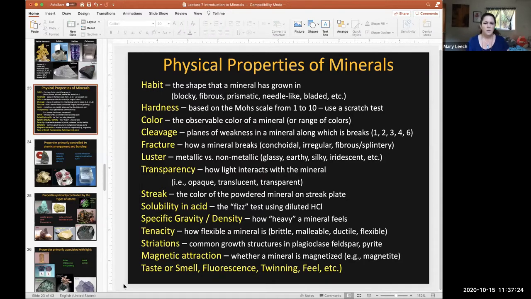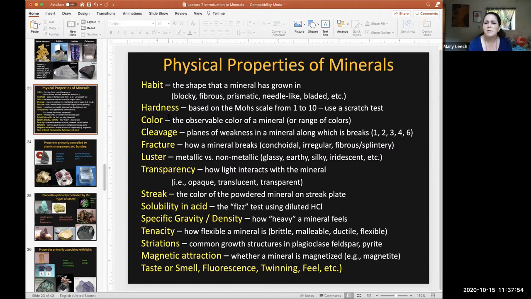Now we're safe. Okay, so physical properties. Hardness, that's Mohs scale. So we use the glass plate, your fingernail, a knife blade, other minerals of known hardnesses. Quartz is known to have a hardness of 7. And so you can use quartz to test other minerals to find out if it's less than a 7 on the hardness scale or more than a 7.